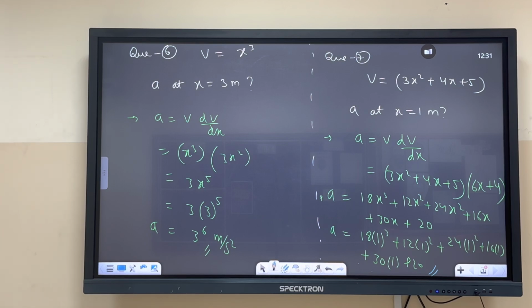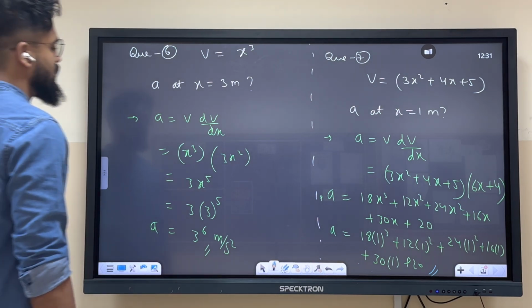Very good. Based on same funda, if velocity is given in the form of position, then you have to write acceleration as v dv by dx. Correct? Put the value, get the answer. Done.